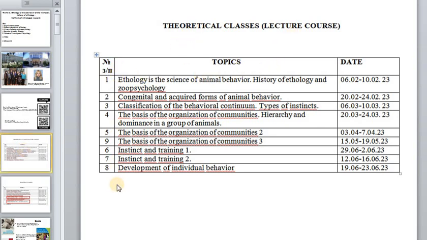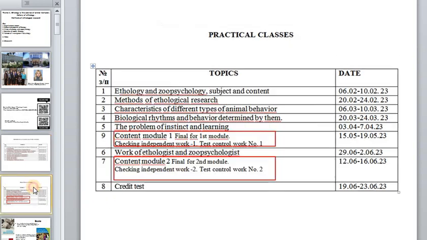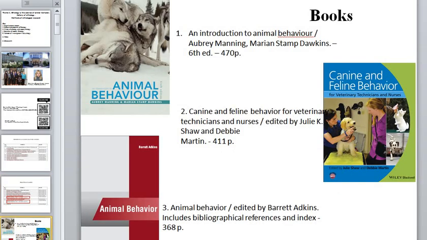We do not have so many topics for this semester, and practical classes. You see here we have two module tests, a final for the first module and for the second module, to check your understanding of this subject, and of course the books.